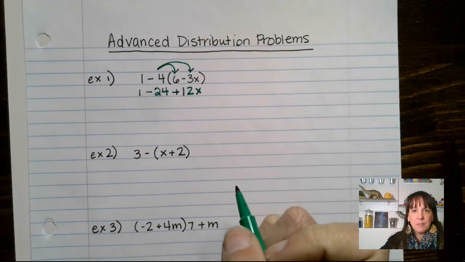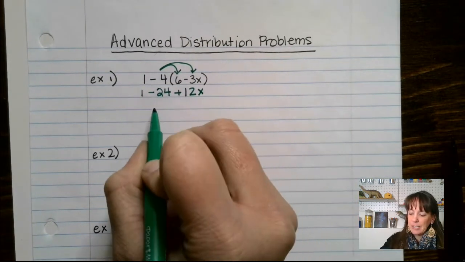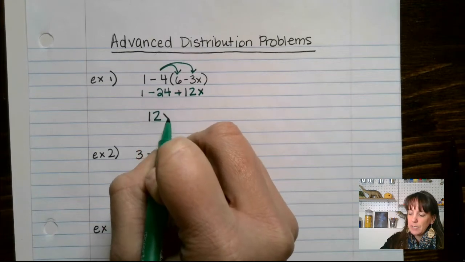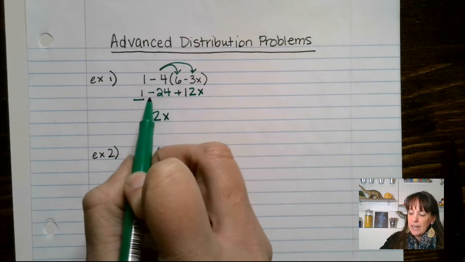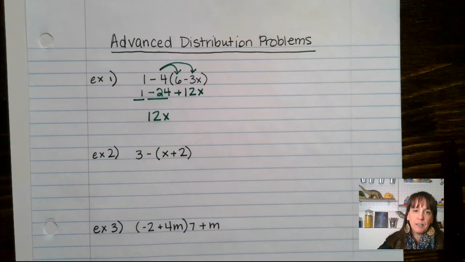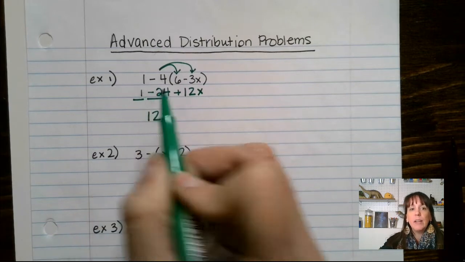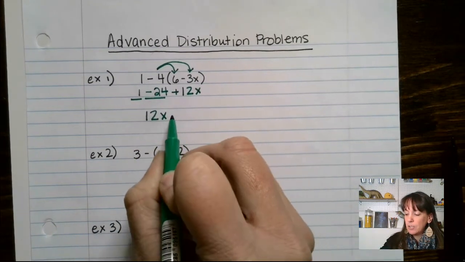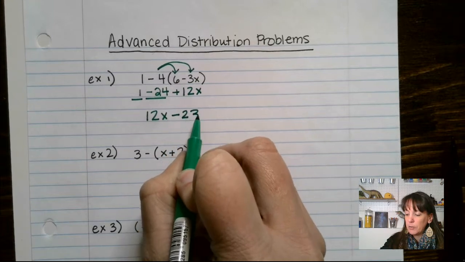So now we need to combine some like terms. I see that we have 12x here and nothing to go with it, so I'm just going to say 12x. And then I see we have a 1 and a negative 24. And notice I underlined the operation in front of that number. This is because I want to make sure that you see, oh, it's a positive 1 and a negative 24. Our negative team's larger here, so we get negative 23.